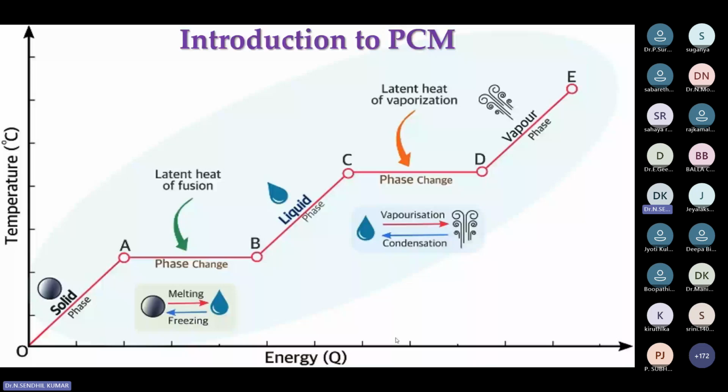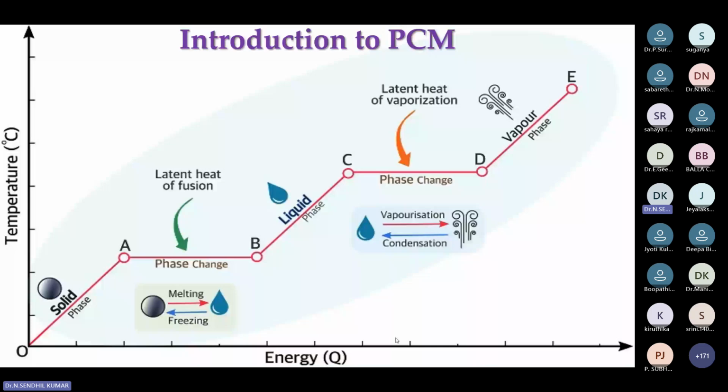So whenever high heat is available, if you place the phase change material, what will happen? It will take the heat. The phase change will take place, and then we have to give space to transfer the heat also, so that automatically the heat will be transferred to the ambient.